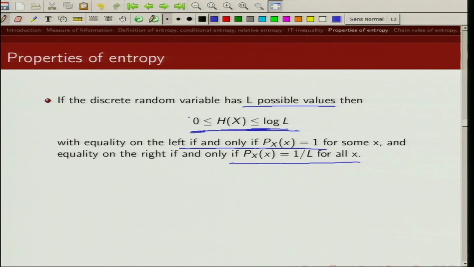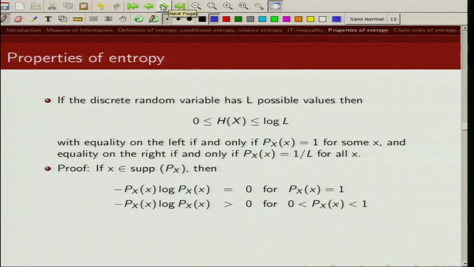So we will first show this result, that entropy is greater than or equal to 0. So how do we prove it? We know from the definition of entropy, it's minus p of x log of p of x, summation over all values of x. So let's look at this quantity, minus p of x log of p of x, over the support set of p of x.